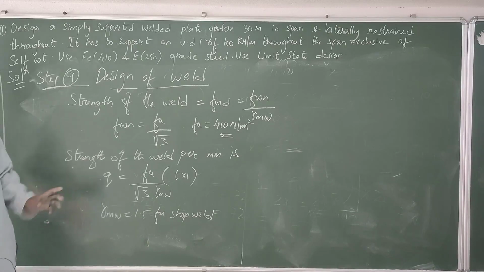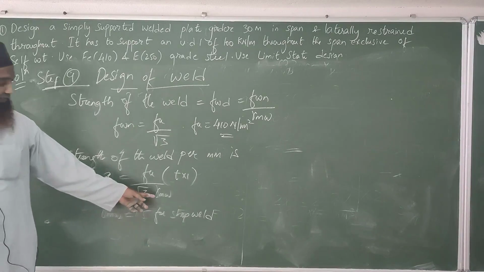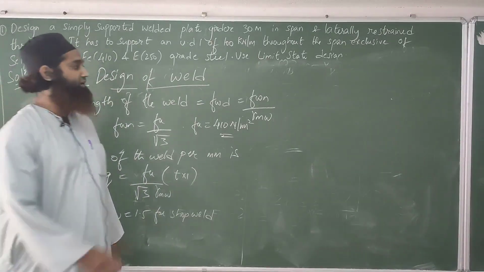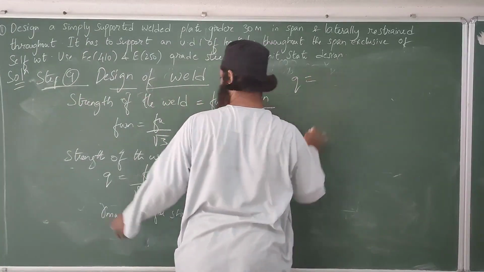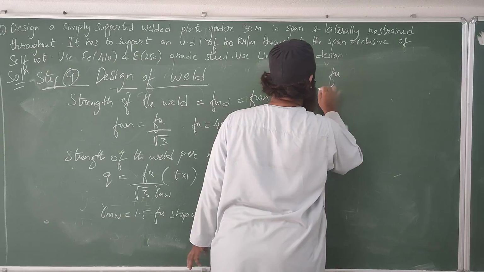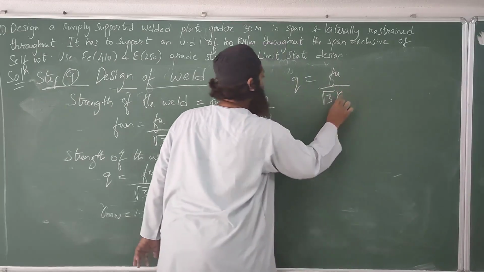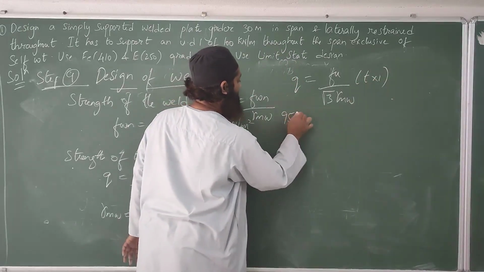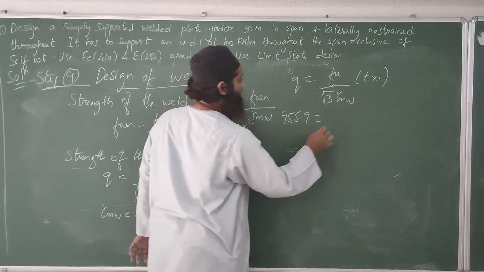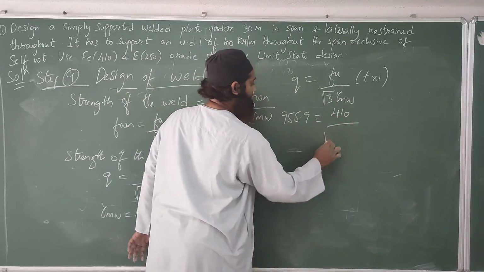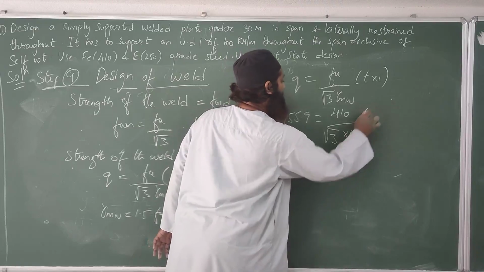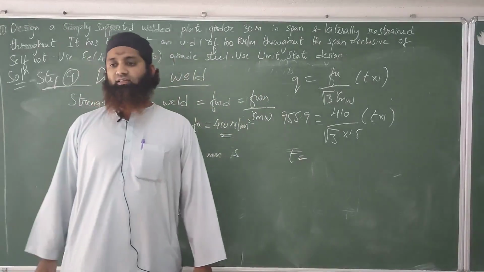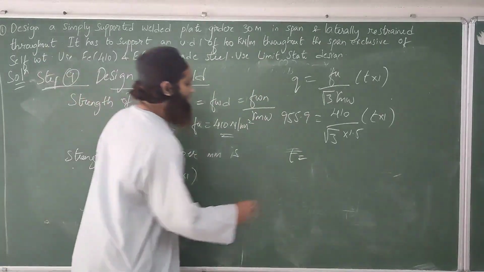I'll just substitute these values here, the Q value, FU and gamma MW, and we'll get the value of T. Now Q value was 955.9 Newton. Substituting in Q equal to FU by root 3 into gamma MW, T into 1: 955.9, FU is 410 and this is root 3, this is 1.5 into T into 1. You just substitute these values and you'll get the value of T as 6.05 mm.